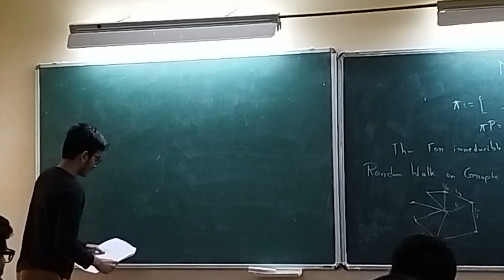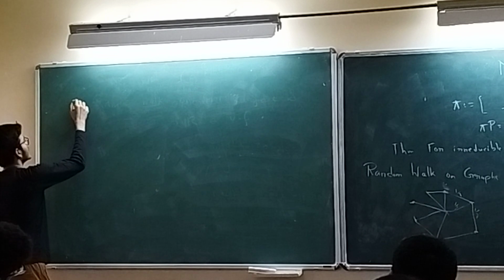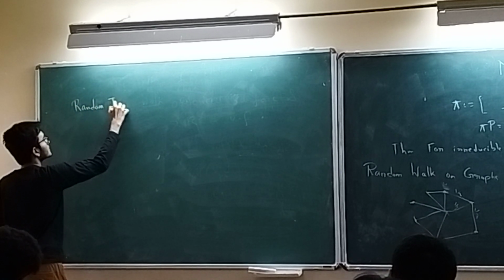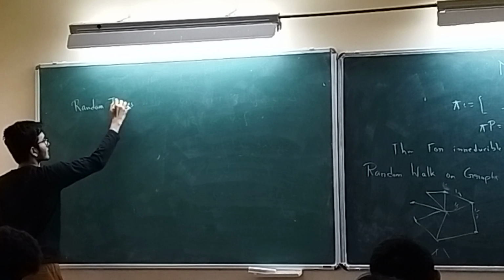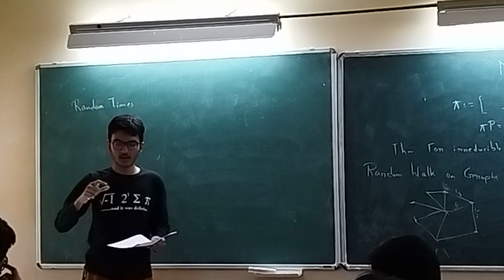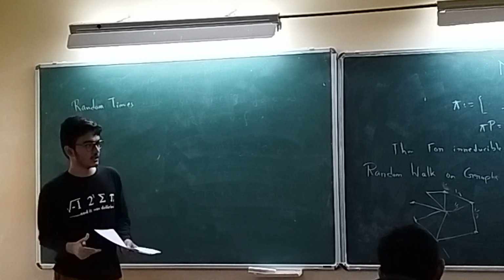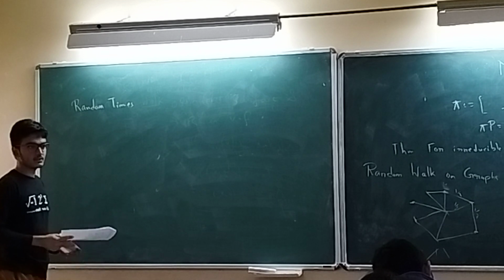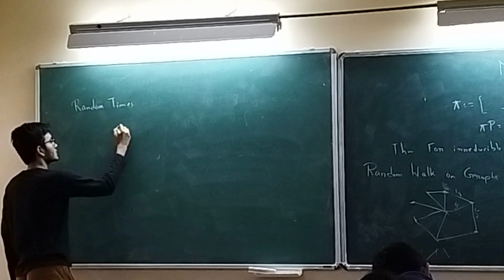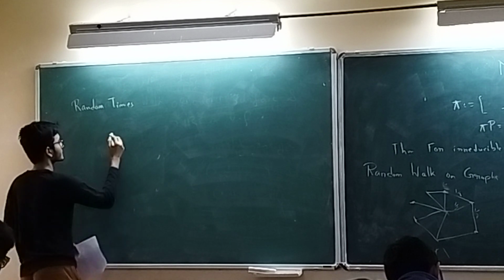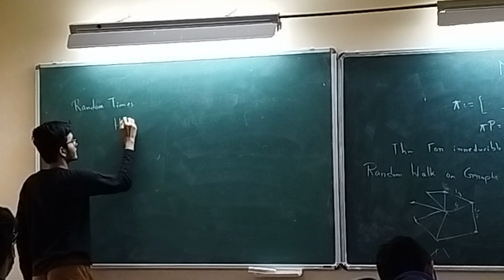Okay. So I will now define some random times. Whatever we were discussing previously, n plus 1, t plus 1, all of them were deterministic. Now we will define something random. So I will first define hitting time.